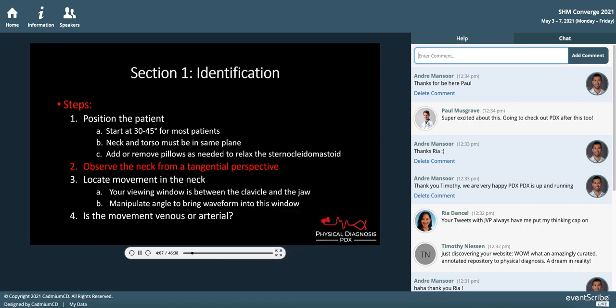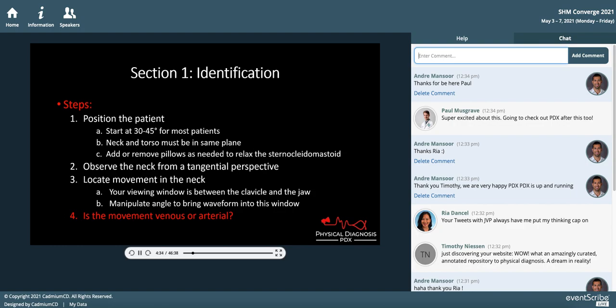That's a tangential perspective, and that's how you want to approach the neck. Next, you want to locate movement. And the classic window for locating movement in the neck is between the patient's clavicle and the angle of their jaw. If the pulse is below the clavicle, you're not going to see it. If it's above the jaw, you may see it, but it's not ideal for evaluation. So you want to manipulate the patient's angle to either bring the pulse up from below the clavicle or down from above the jaw and into that window.